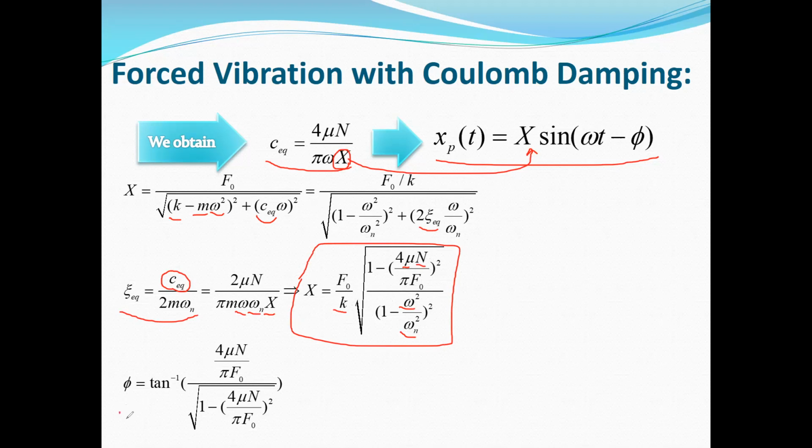And also we can obtain the angle phase, which is tangent inverse of this term. And you can see that angle phase is again a function of mu, the coefficient of friction, the normal force between the mass and the surface, and F naught, which is the amplitude of the external force, the harmonic external force. Now we can substitute and obtain the amplitude and the angle phase for this x_p(t).